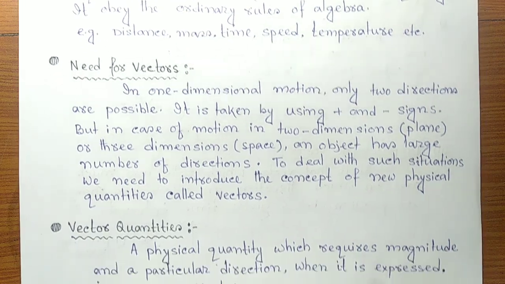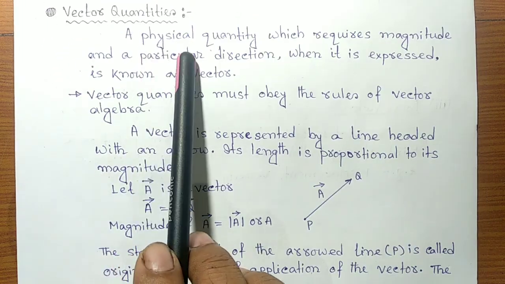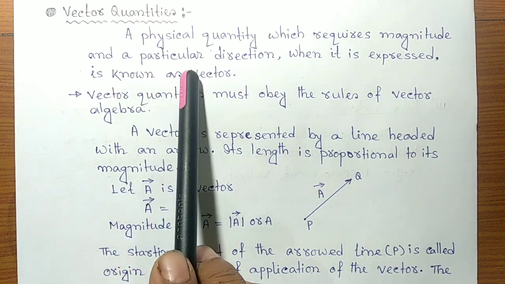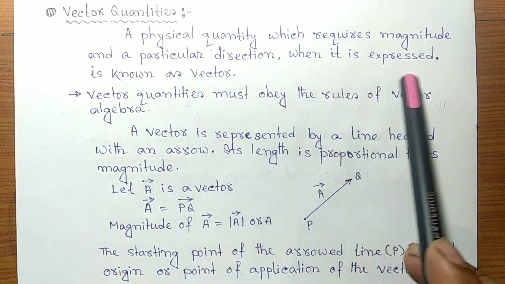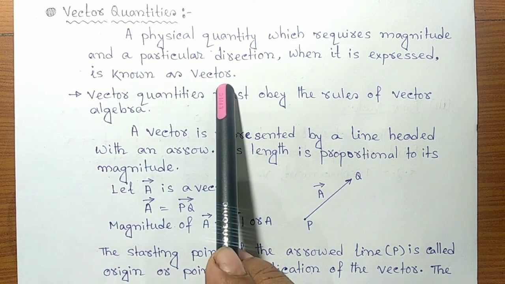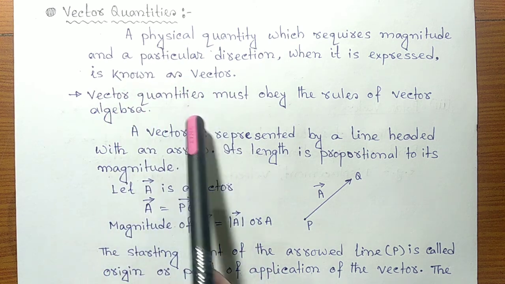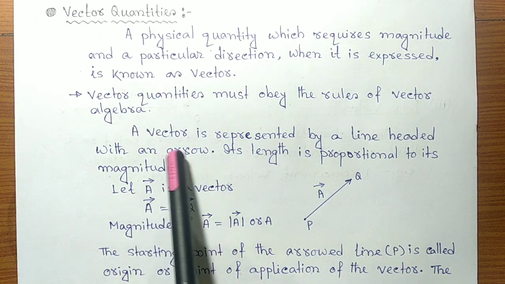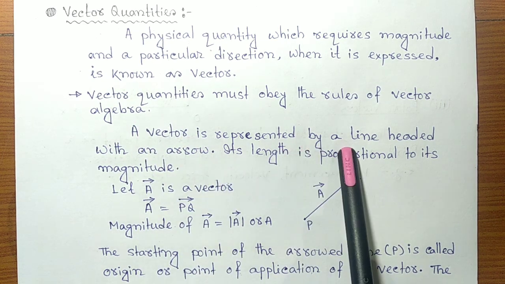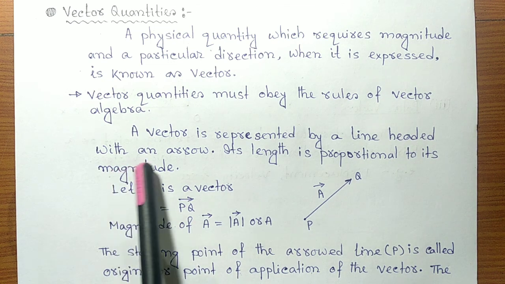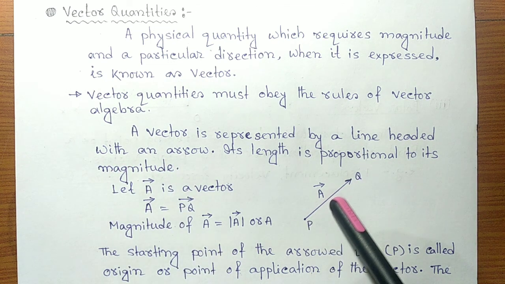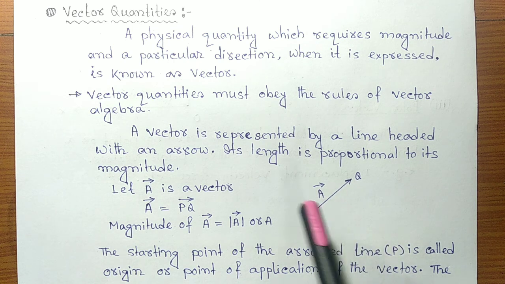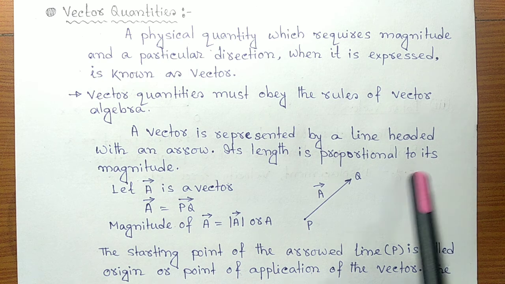Now, what is a vector quantity? A physical quantity which requires magnitude and a particular direction when it is expressed is known as a vector. A vector quantity must obey the rules of vector algebra. A vector is represented by a line headed with an arrow. So this is the vector. We can denote it like that. Its length is proportional to its magnitude.